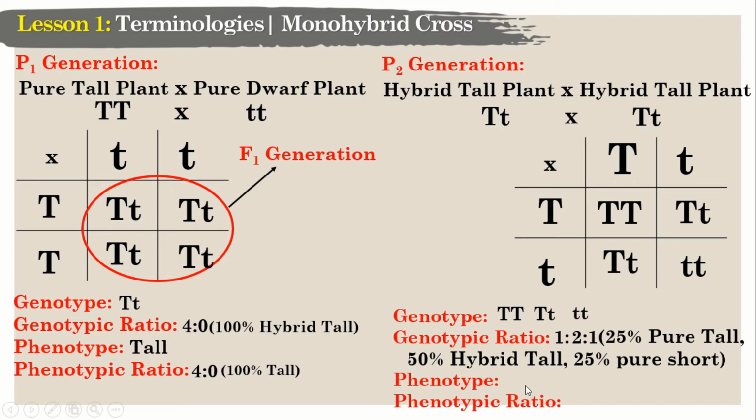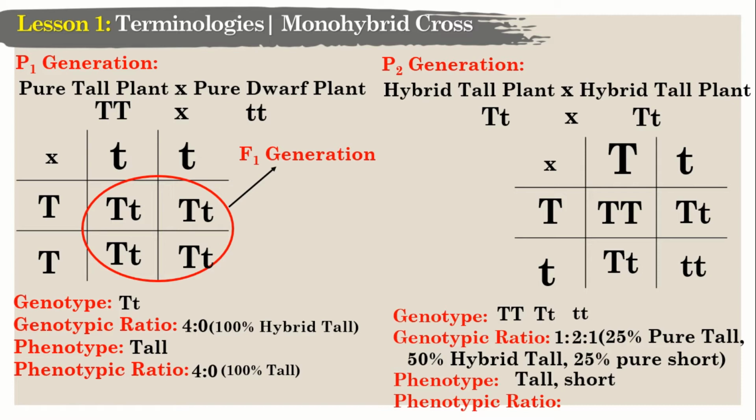Now, for phenotype, is it 3, ma'am? Now, you have to look for the description. How many genes are present? So, we said there are 3 possible combinations of genes: pure tall, hybrid tall, and pure short. From that description, you will know what phenotype you can put. So, you simply have tall and short.